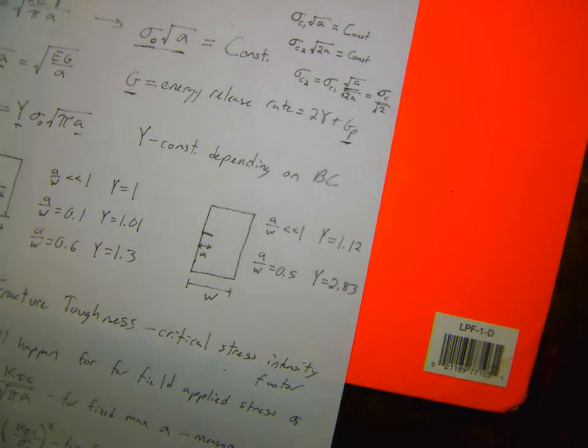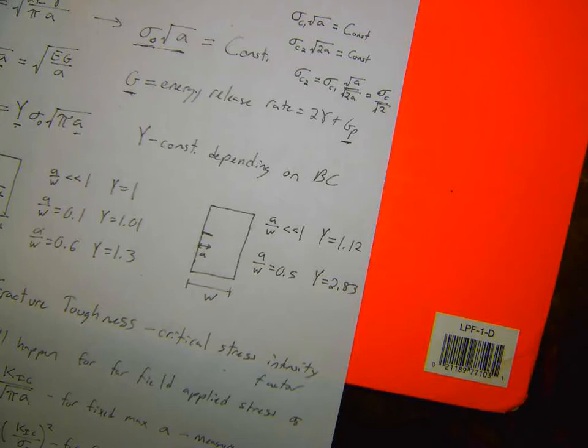So first, let's think about it. There's a root a, and so if I'm doubling it, there should be a root 2 somewhere in there. And then intuitively, if I'm making the crack bigger, would the stress required to cause failure be bigger or smaller? Smaller. And so then here I have that square root 2 sigma, here I have that sigma C over root 2. And so if you actually plug it into those equations, you get exactly that.